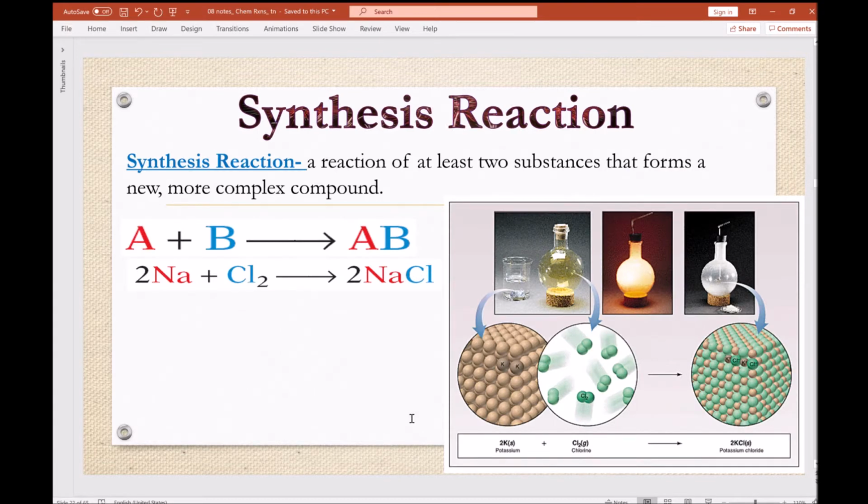The first type of reaction is a synthesis reaction. This includes at least two substances, like A and B here, that form a more complex compound, compound AB. For example, sodium plus chlorine yields sodium chloride. So when two or more substances combine to form one, we have a synthesis reaction. Here's another example. Potassium plus chlorine yields potassium chloride.